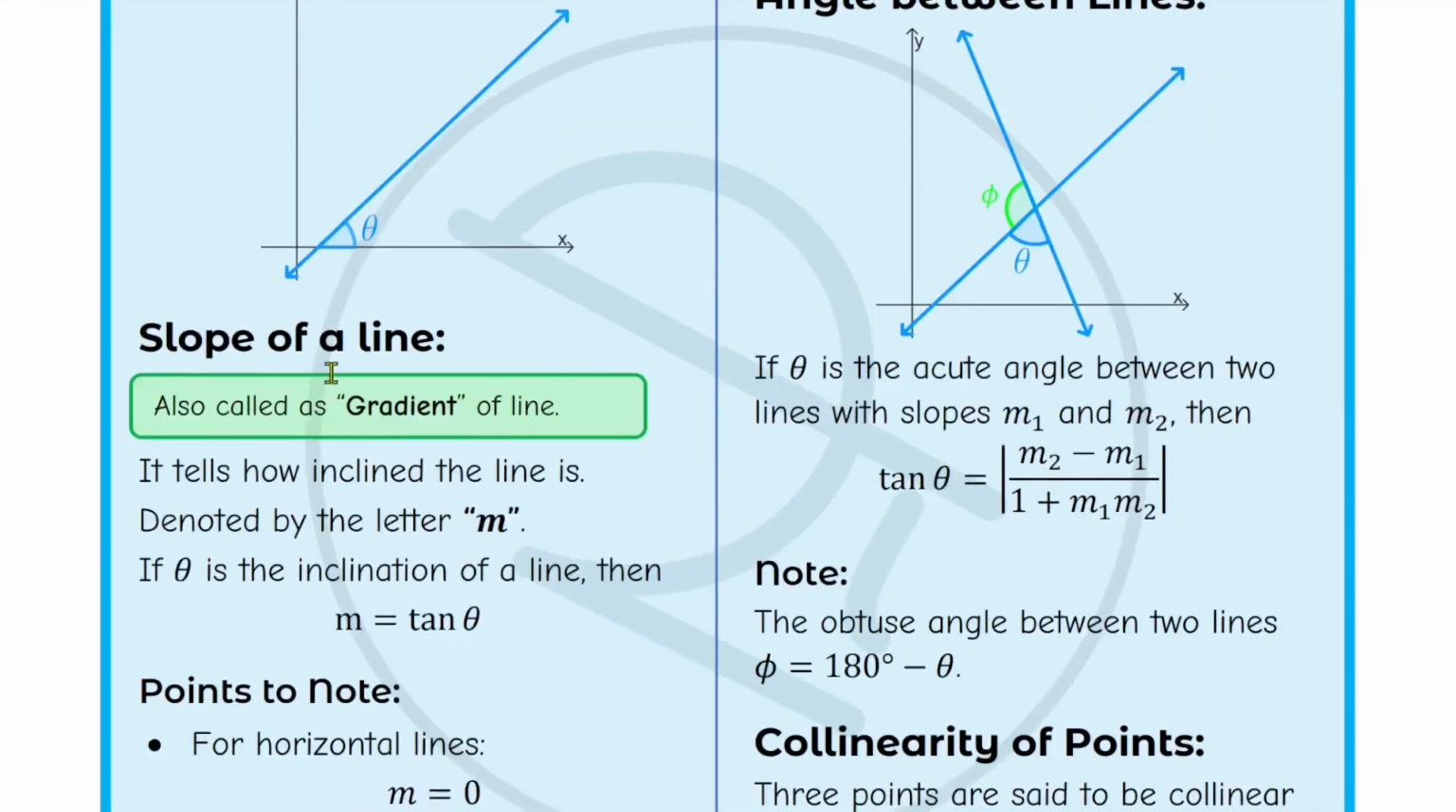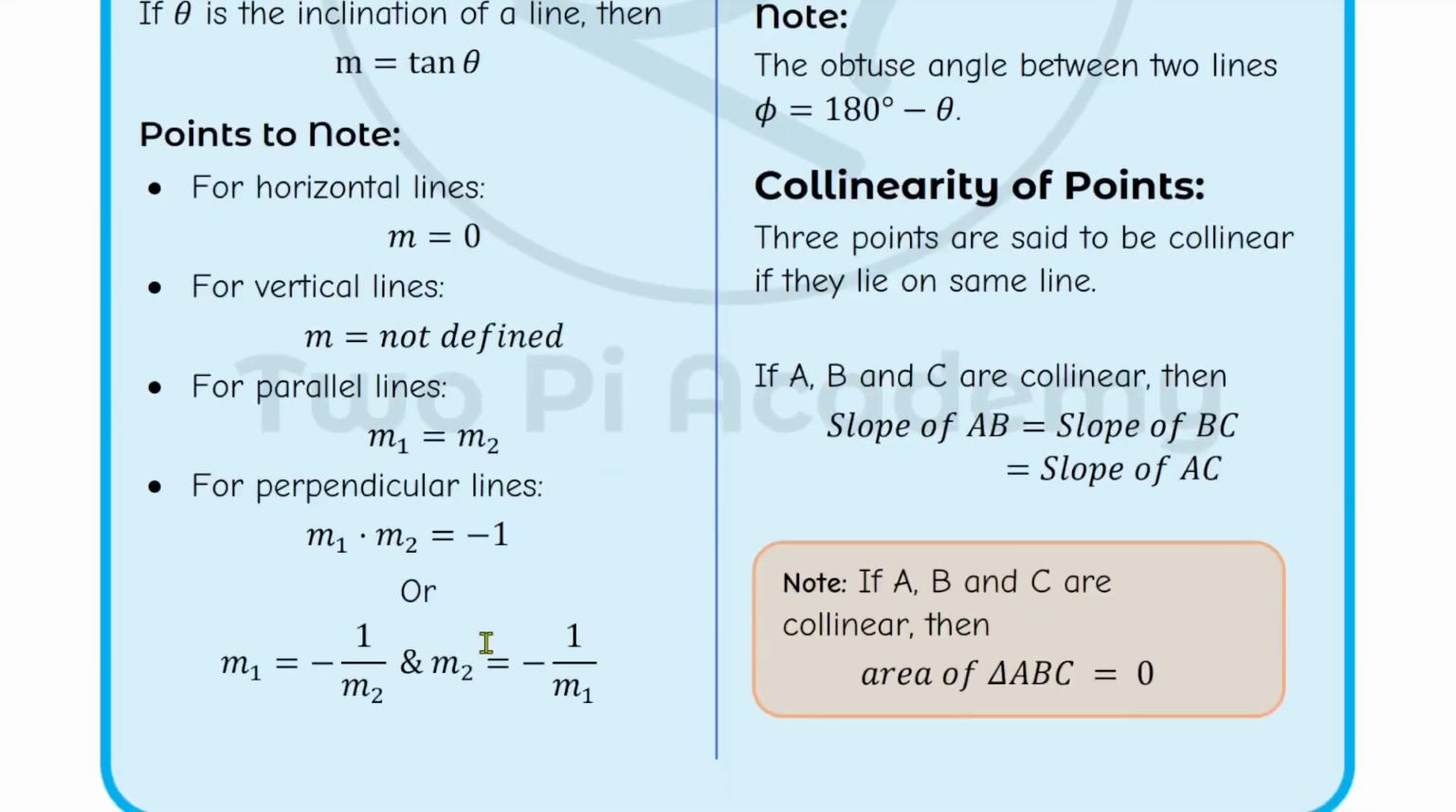And then we have the slope of a line. This is also called as the gradient of the line, and it tells how inclined the line is. And it is usually denoted by the letter m. And if theta is the inclination of a line, then m is nothing but tan theta. And some important points to note are that for horizontal lines, the slope m is 0. And for vertical lines, the slope will be not defined because vertical lines means theta is 90 degrees, right? Tan 90 is not defined.